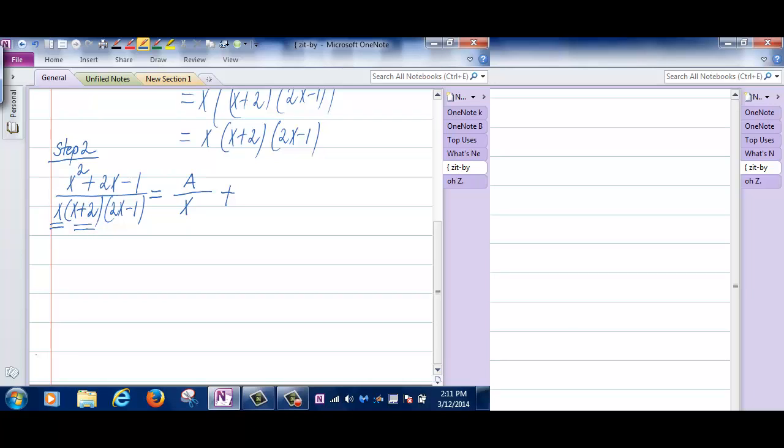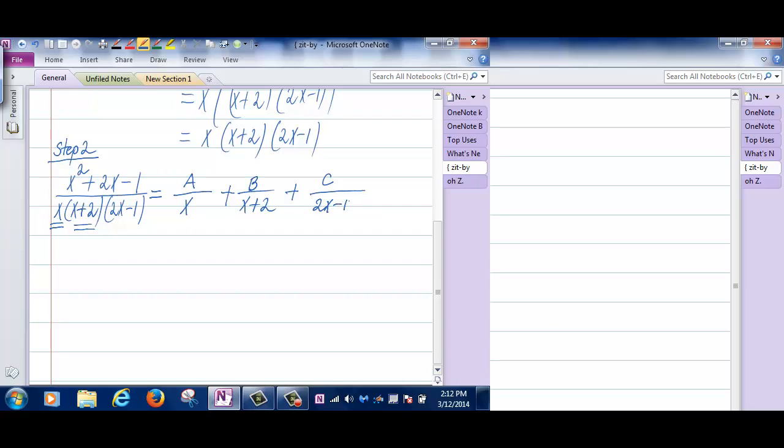What's the contribution? Was that b over x plus 2? Very good. And the last one is also a linear factor with exponent 1. So the contribution of that would be c over 2x minus 1.